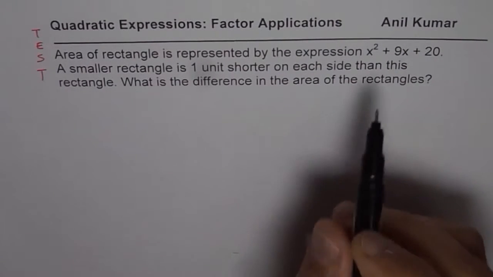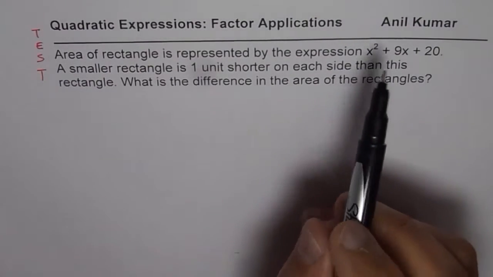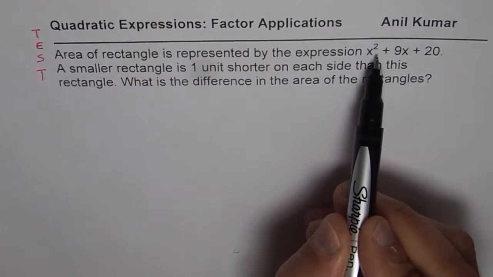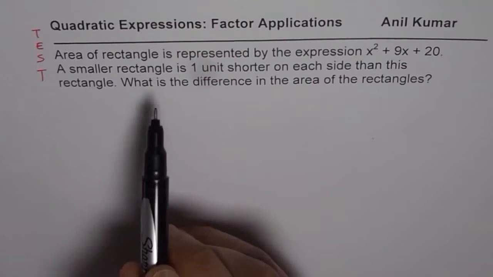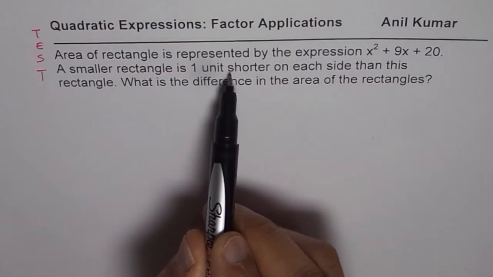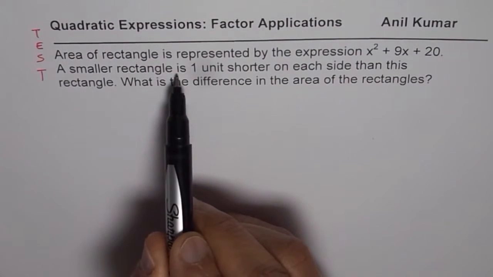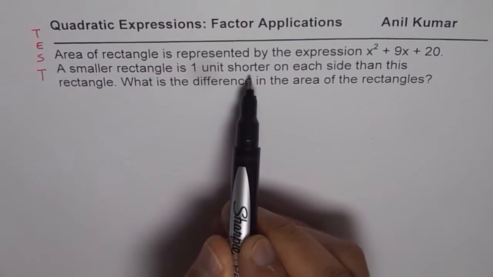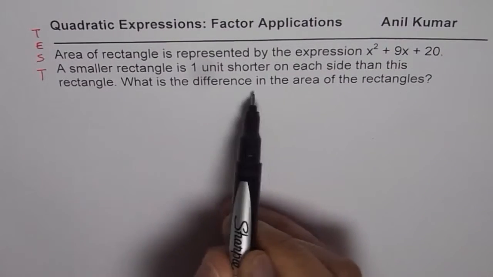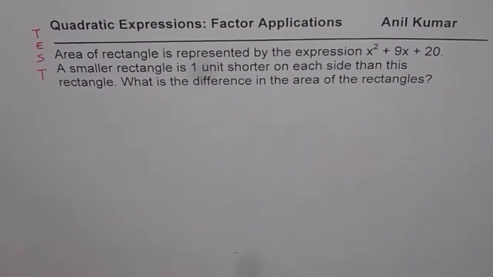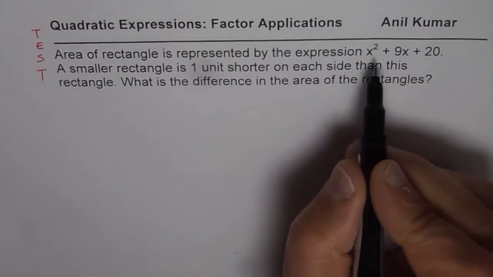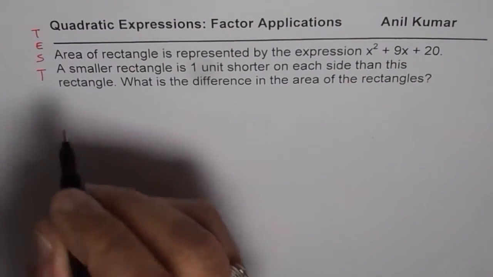Now in this particular case, what you should do is first factor and find possible length and width, and then from each factor, take away 1. So you'll get factors or length and width of the smaller rectangle. Expand to find the area of the small rectangle. The difference will give you the difference between the areas of the rectangles. So these are the steps involved. Let's begin by factoring the big rectangle.